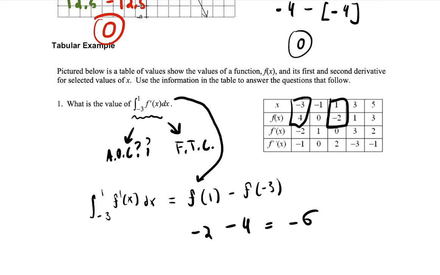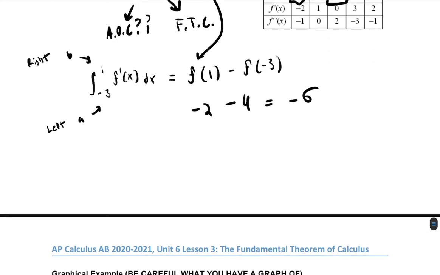All right, so you just got to remember a couple things. You got to remember that it's f of b, right? It's from left to right, bottom to top. That's just another thing to remember. So you're going to have f of b, which is f of 1, minus f of negative 3 there on that. The answer there would be negative 6.